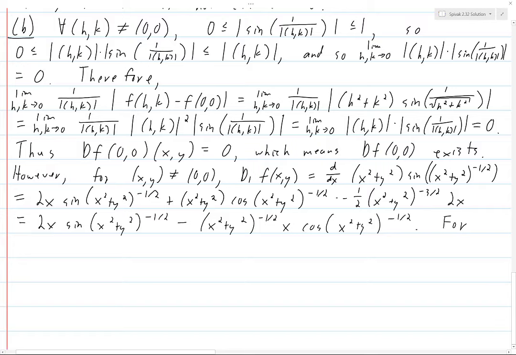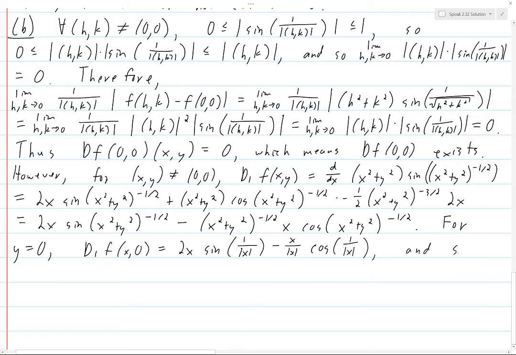Now if we set y equal to 0, then d1 of f at x 0 is going to be, well, we just plug in y equals 0, so we get 2x times sine of x squared to the power of minus 1/2, and since we're taking positive square roots here, we get 1 over the absolute value of x. And we're subtracting x over the norm of x times cosine of 1 over the norm of x.